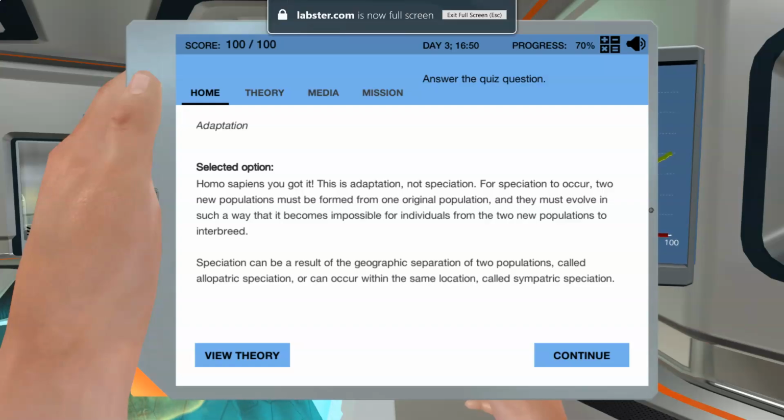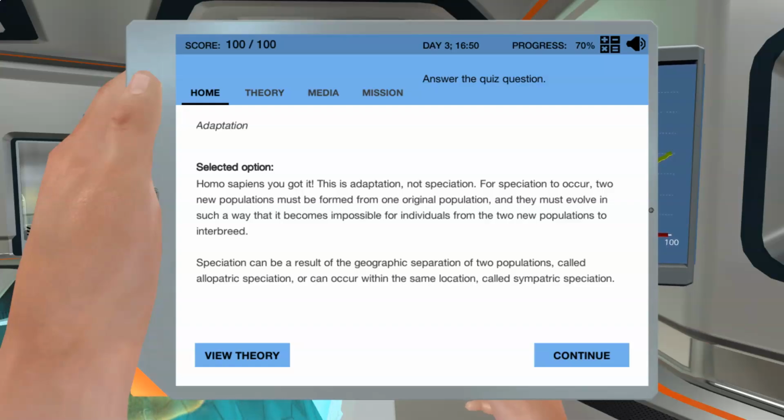For speciation to occur, two new populations must be formed from one original population, and they must evolve in such a way that it becomes impossible for individuals from the two new populations to interbreed. Speciation can be a result of the geographic separation of two populations, called allopatric speciation, or can occur within the same location, called sympatric speciation.